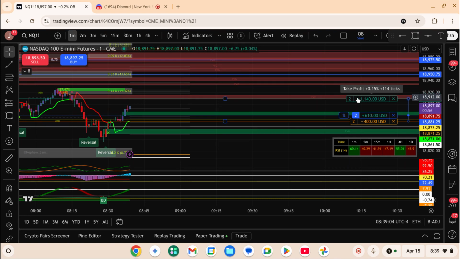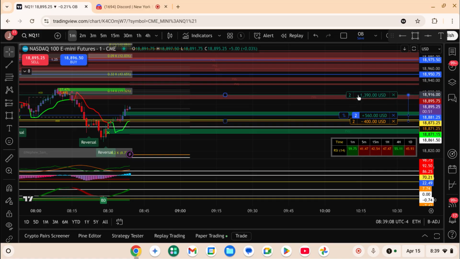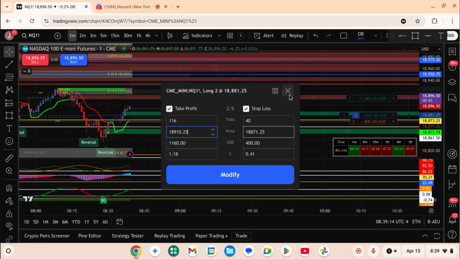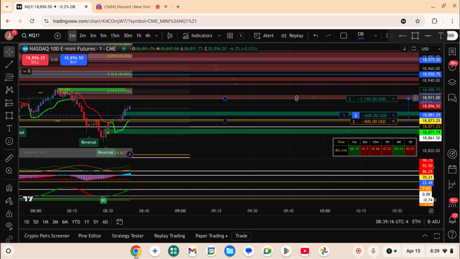Realistically, you would target the top of the gap, the bearish one. Actually, no, we can. It don't really matter as long as you got your target. It doesn't matter if it's top or bottom, whichever one. It's up to you.